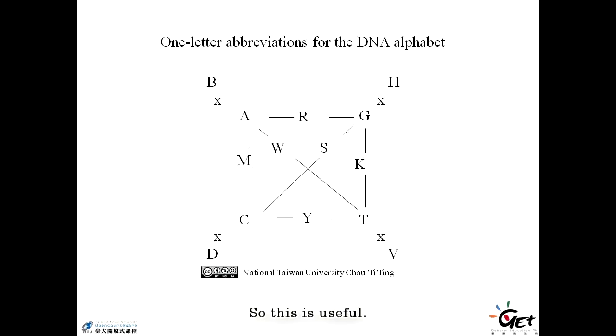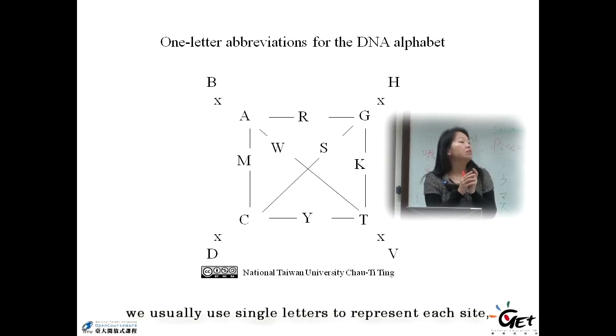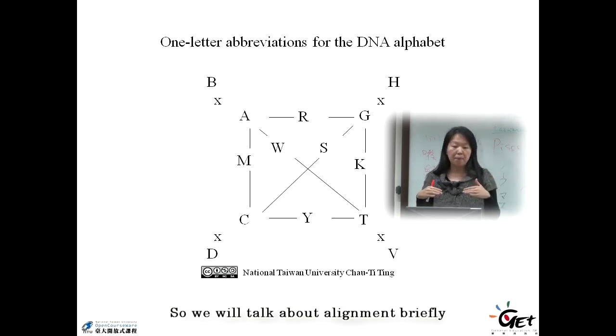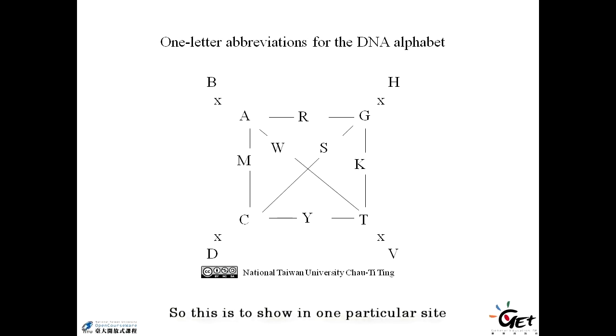This is useful because when we analyze the DNA sequence, we usually use a single letter to represent each site, and we do alignment. We'll talk about alignment briefly later in this course. This shows the possible nucleotides at one particular site. If the sequence is clear or monomorphic within the population, you'll get only one option: A, G, T, or C. But if there's a polymorphism or ambiguity, you'll get other letters.